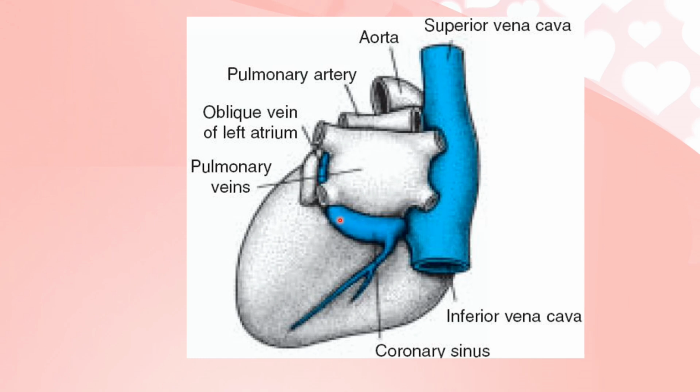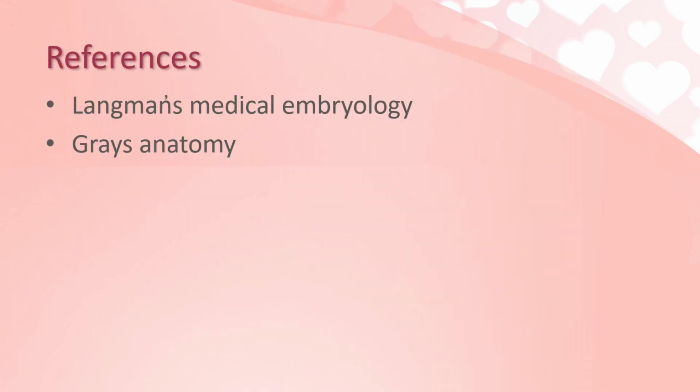Again, another diagram showing you the left sinus horn, which is now forming the coronary sinus and oblique vein, and this is the pulmonary vein and the pulmonary artery, aorta, and the superior and inferior vena cava. So up till now we complete our lecture.